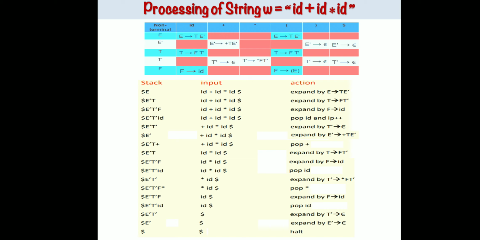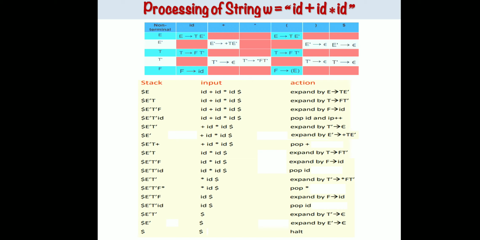Plus and plus matched, so we will pop. After that, in place of T, we will place T arrow F T dash. So firstly T dash will enter, F will enter. After that, F arrow id. Then id in the stack and id in the input matched, and then id will be popped. Similarly, after this, T dash is expanded by star F T dash, where T dash will enter, F will enter, star will enter. So star in the stack and star in the input will match and then be popped.